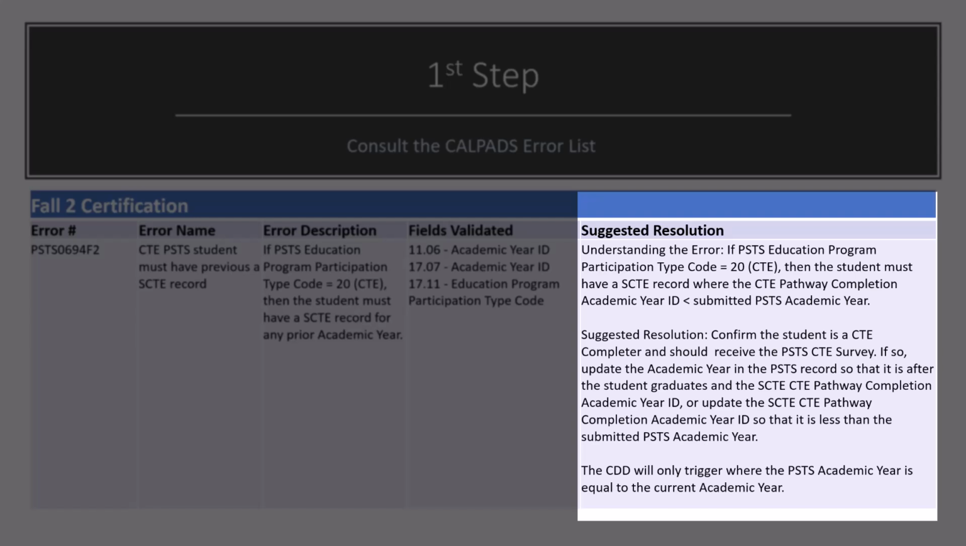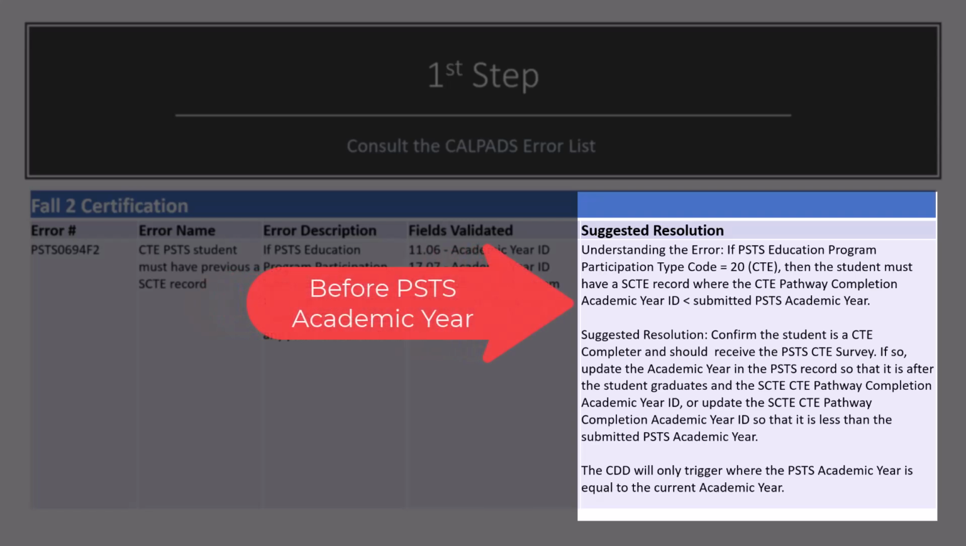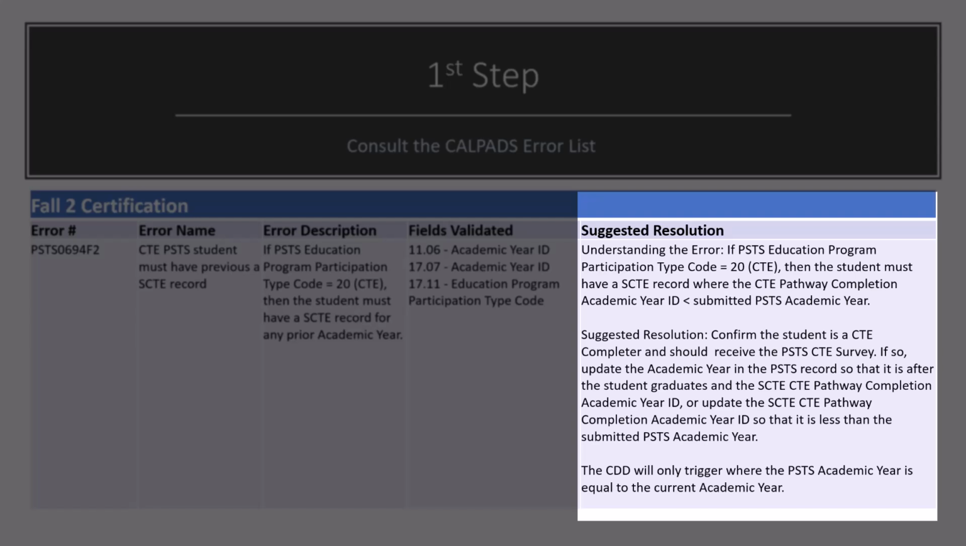If PSTS education program participation type code is 20, then the student must have a SCTE record where the CTE pathway completion academic year ID is less than the submitted PSTS academic year. Less than is a mathematical term. We're going to say prior to or before. So the CTE pathway completion academic year has to be before the PSTS academic year.